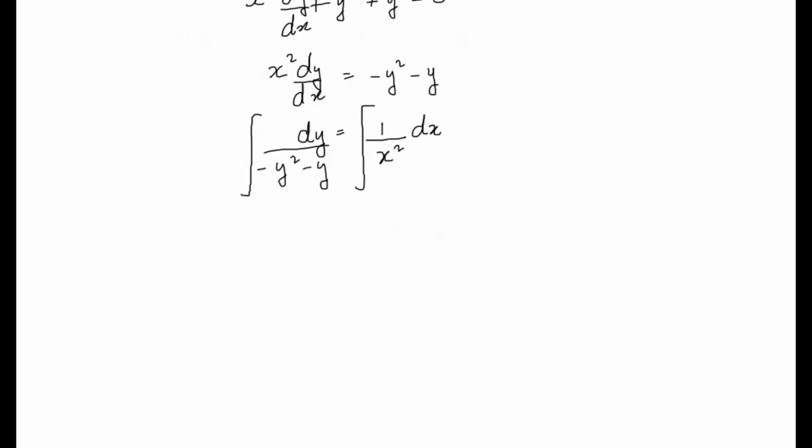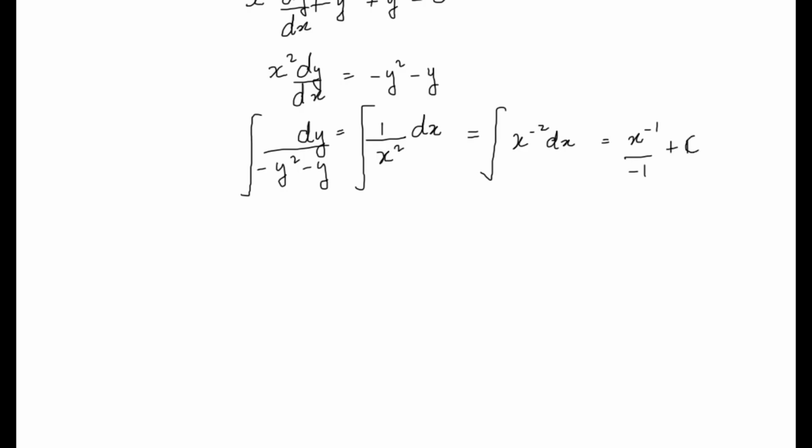On the right, it's fairly clear. You can do an integral of x to the power of minus 2 dx. That gives us x to the power of minus 1 by minus 1 plus c.